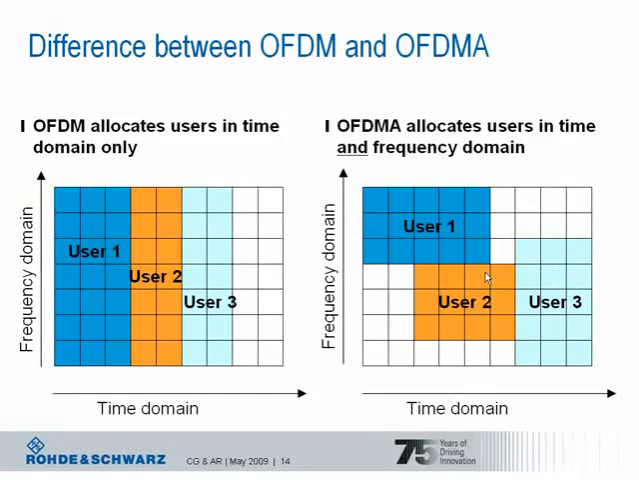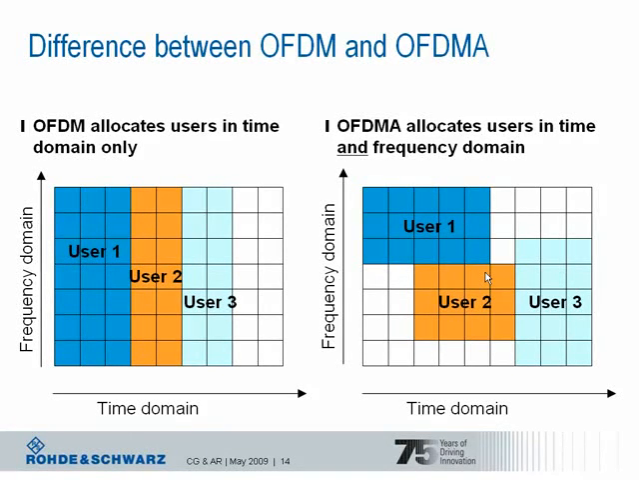Now, what is the difference between OFDM and OFDMA? We have seen both terms already. So in OFDM, the users are allocated in the time domain only. So in this picture, you see on the y-axis the frequency domain and on the x-axis the time domain. And you see that user 1 has been assigned the full bandwidth, user 2 as well, and user 3 as well, and they are only separated in time.